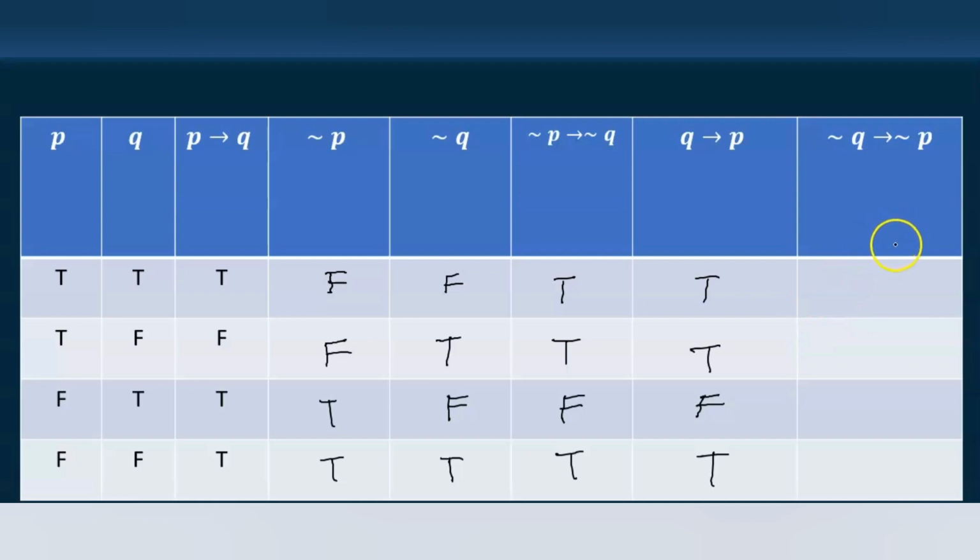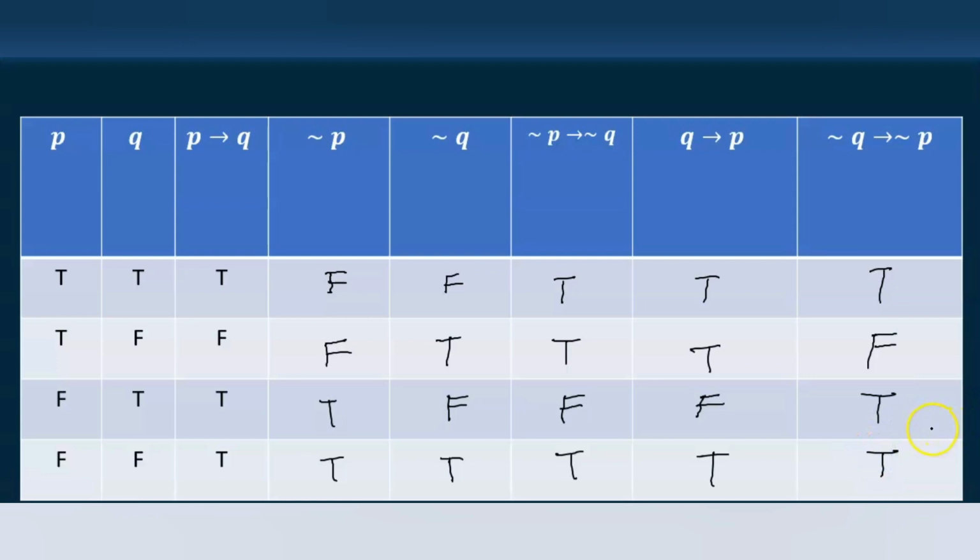And now we are in the last column. Not Q implies not P. We have to refer to the column for not Q and the column for not P. We have to look for the row wherein not Q is true and not P is false. So that's the second row. True implies false is considered to be false. So let's write it here, false. And of course, the rest must be true.